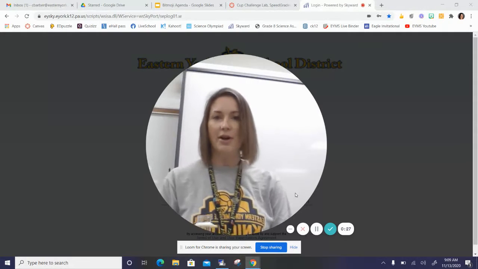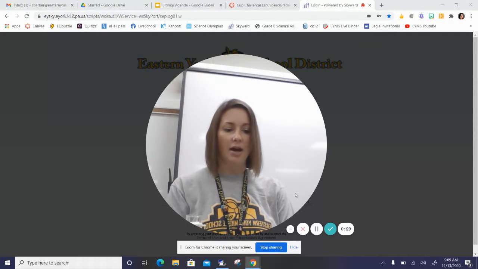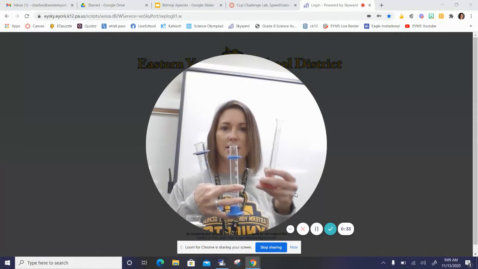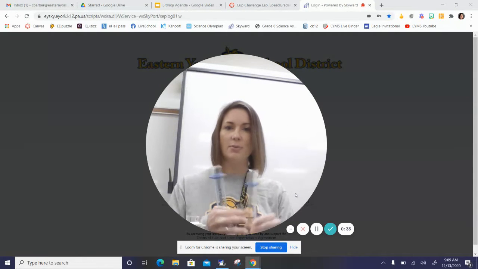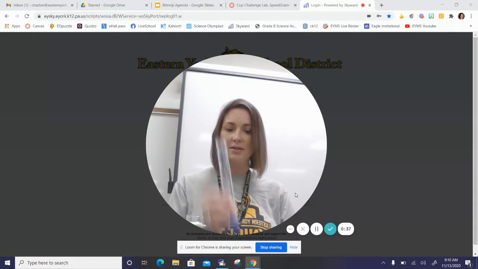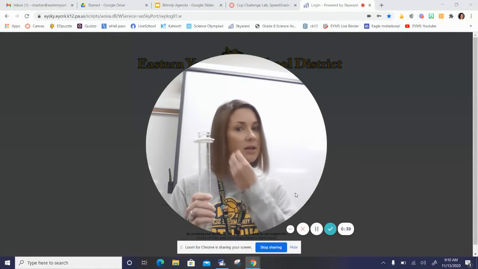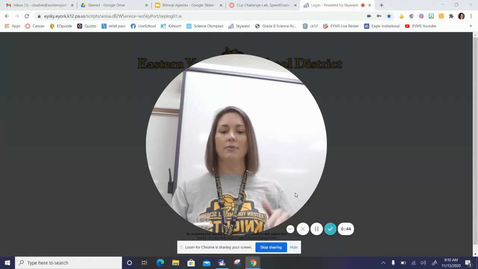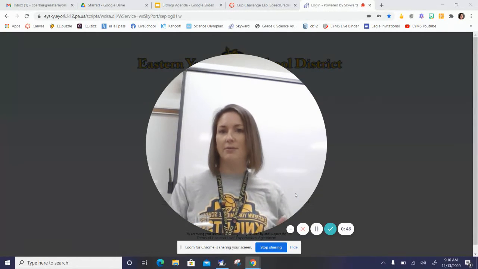Okay, so the first thing we'll talk about is our graduated cylinders. Our graduated cylinders come in lots of different sizes. This one measures 10 milliliters. This one goes up to 25 milliliters. This is 50, and this is 100. And all four cylinders have scales that are different.